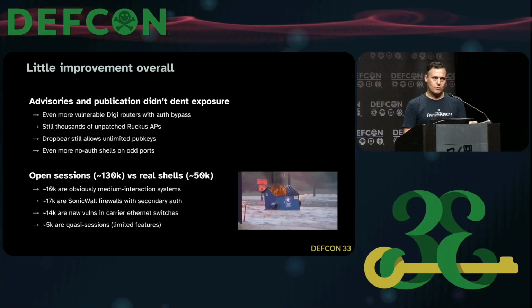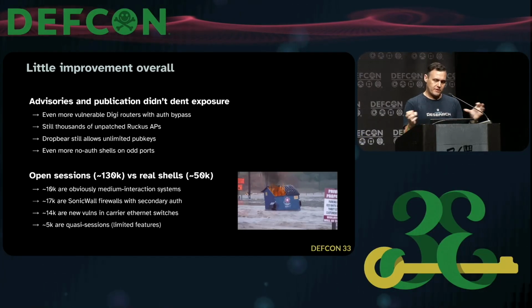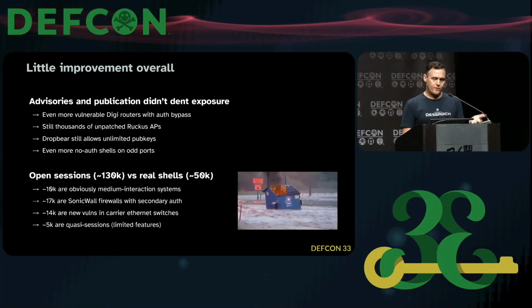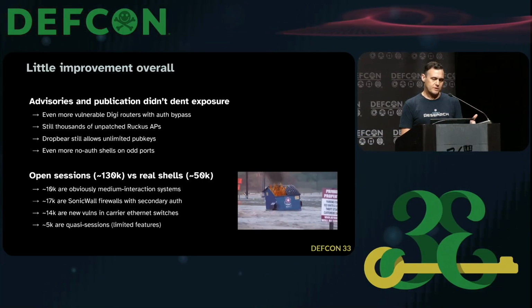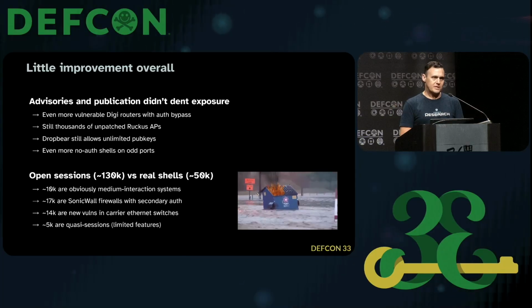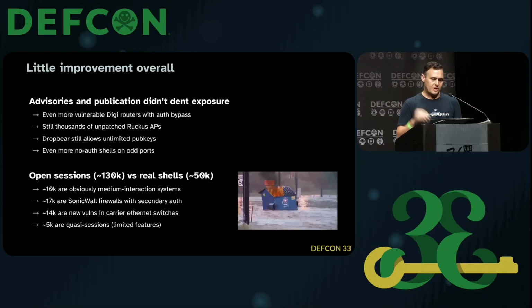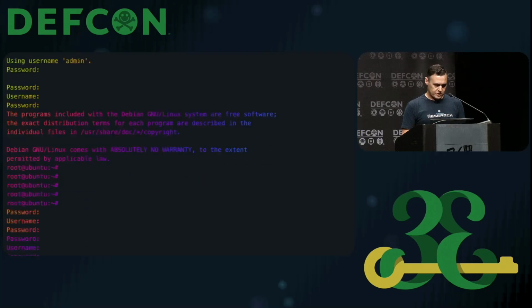SonicWalls will authenticate you in, and then you can basically do authentication on top of that. And then about 14,000 new bugs are these carrier Ethernet switches that are all across Asia. Basically, they run most of Thailand. And these things are just straight pop shell, done. It's great. So I'll go into some details.